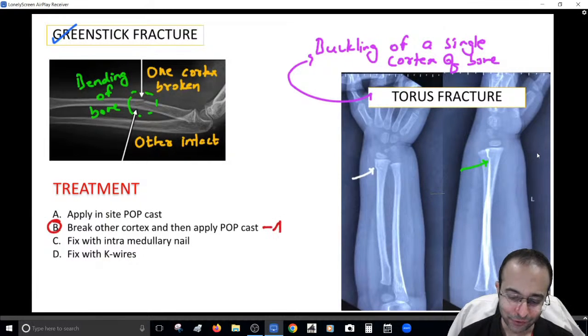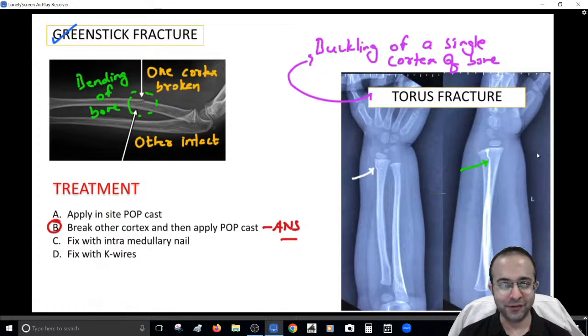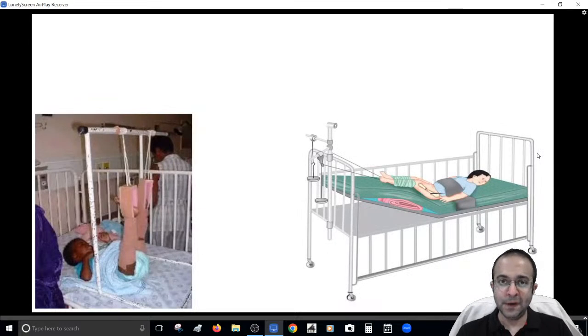Absolutely right. So this is the ideal treatment that should be given to any patient with a green stick fracture. You should actually be breaking the other cortex also, lining the bone and then giving the plaster. Clear with that? So good evening, Rahul. Hope things are clear to you.